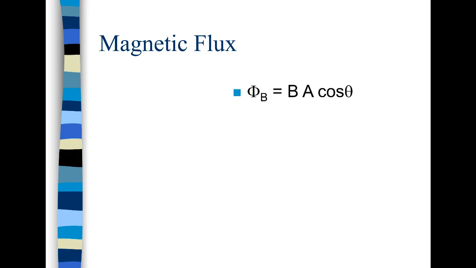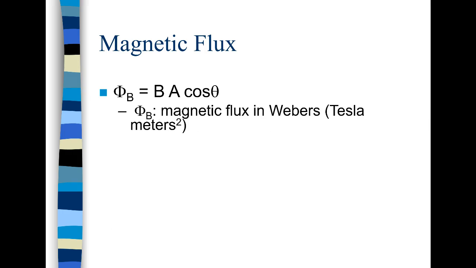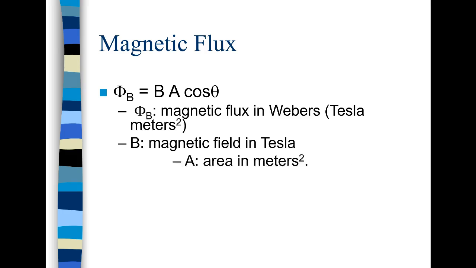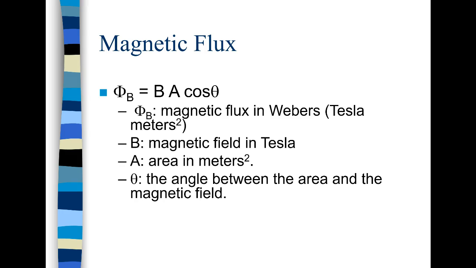So mathematically, we say that flux is BA cosine theta, where phi B is the magnetic flux in Webers, which is Tesla meter squared. B is the magnetic field in Teslas. A is the area in meters squared, and theta is the angle between the area and the magnetic field. And so you might recognize that this is just another way of stating the dot product. So the dot product of magnetic field and area is the magnetic flux.